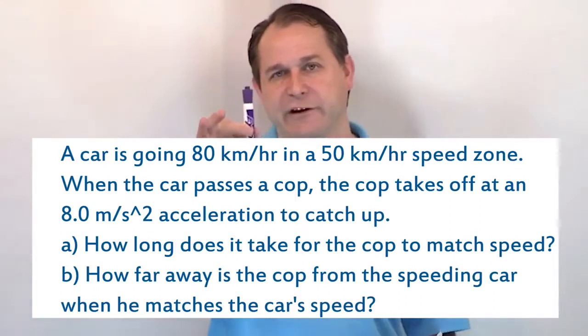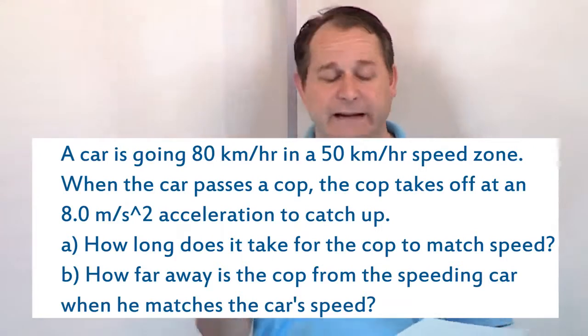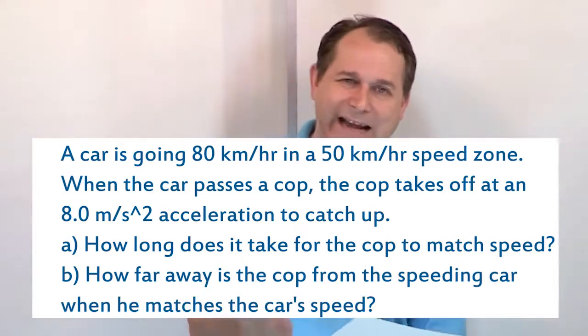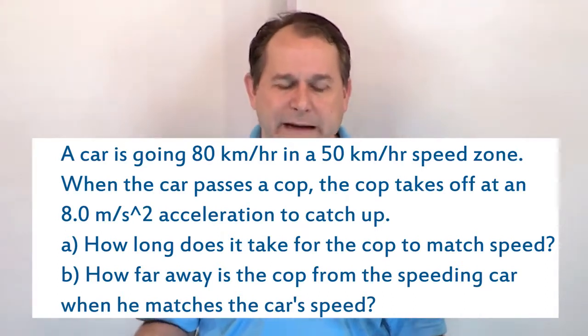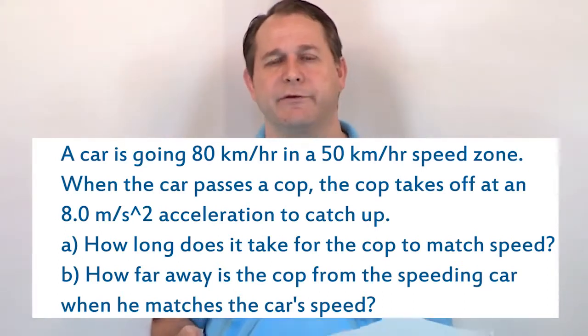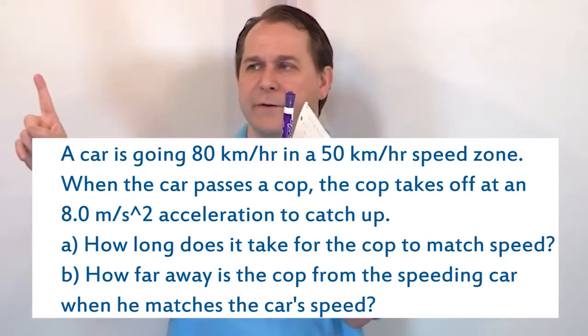You've got a stationary police officer. He's not moving. He's parked on the side of the road. And then you have a car that's speeding. The problem tells you it's going 80 kilometers per hour in a 50 kilometer per hour zone. That just tells you he's speeding, and we know the speed of the car, 80 kilometers per hour. So the car is coming down the road. The police officer is the marker. The car is coming down the road.